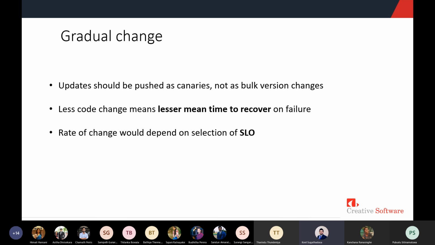This is why deploying in canaries is important. Maybe the word canary might not be familiar to some of you. Canaries means you have to push updates in parts, the different parts of the deployment.